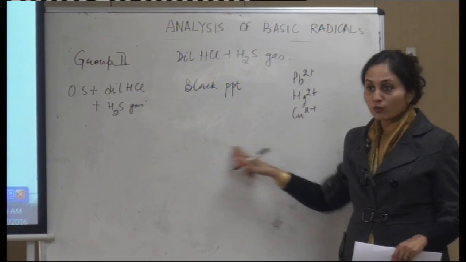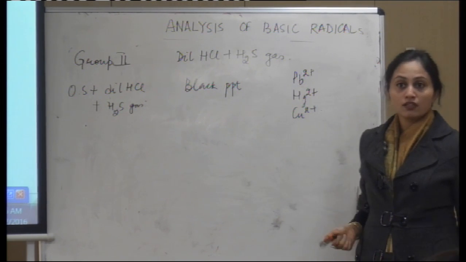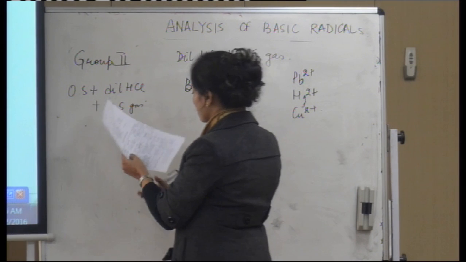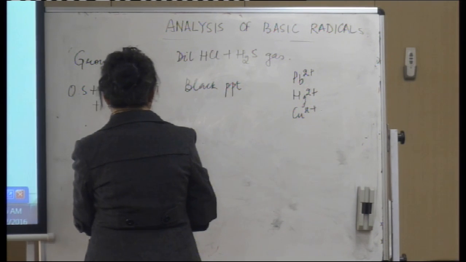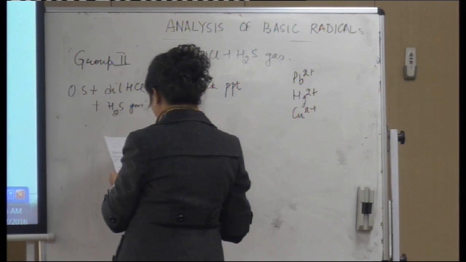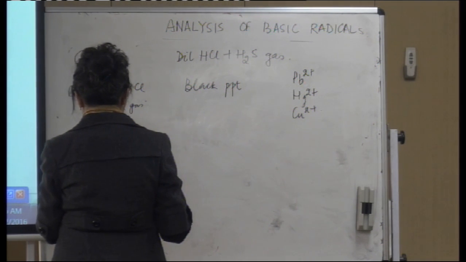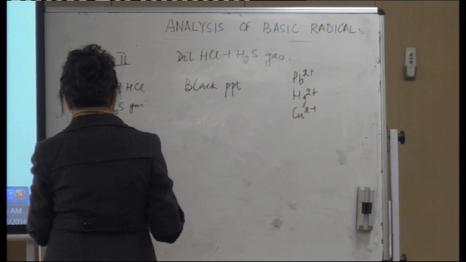So you can write down the chemical reaction yourself. Do it immediately. Put your hands to paper. Although these reactions are very simple, they will boost your confidence for working out. So it will be either PbS or HgS or CuS. All right.